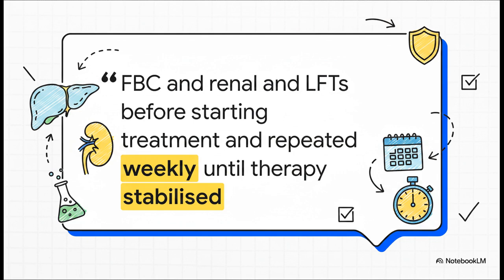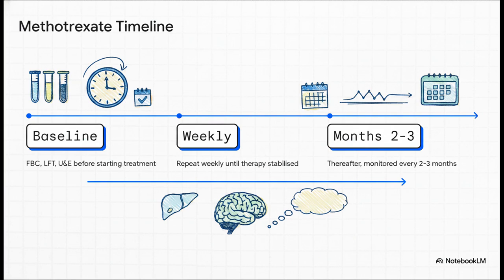I'm reading this to you word for word because these are rigid, completely non-negotiable rules in clinical practice, which means they are heavily examined. Let's actually map this out on a timeline to build a really strong memory aid. Point 1, your baseline is FBC, LFT, and UNE, your renal function.